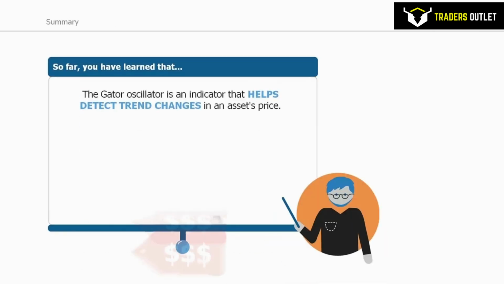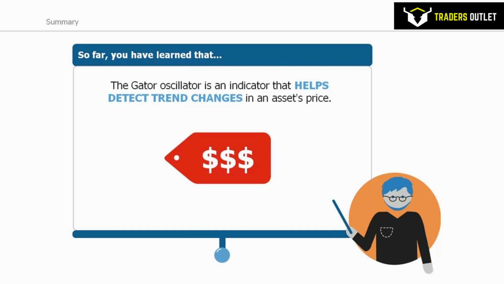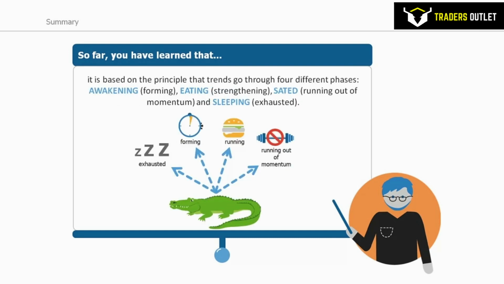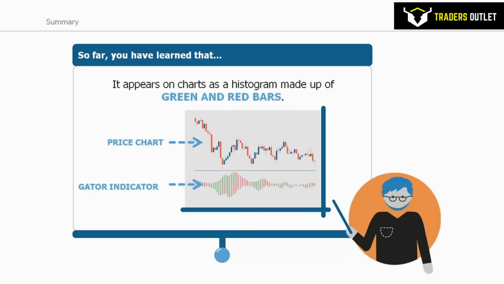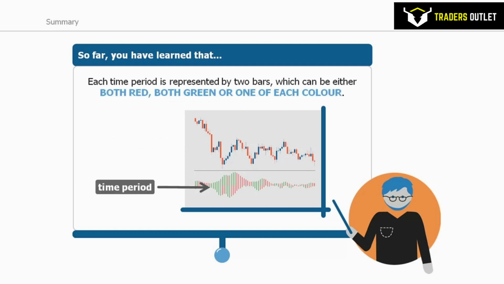So far, you have learned that the Gator Oscillator is an indicator that helps detect trend changes in an asset's price. It is based on the principle that trends go through four different phases: awakening or forming, eating or strengthening, sated or running out of momentum, and sleeping or exhausted. It appears on charts as a histogram made up of green and red bars. Each time period is represented by two bars, which can either be both red, both green, or one of each color.